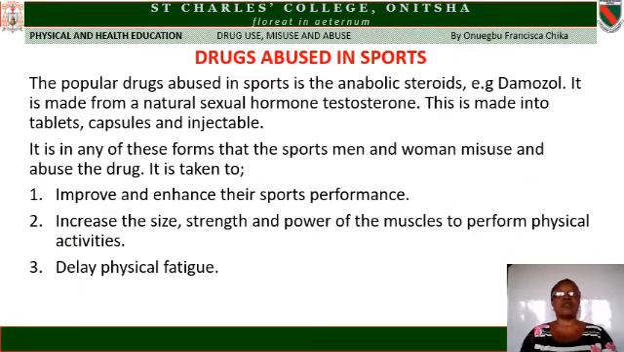Having seen the prevention of drug misuse and abuse, we are now going to see the drugs being abused in sports. The popular drugs abused in sports are anabolic steroids, as an example, danazol. It is made from a natural sexual hormone. This is made into tablets, capsules, and injectables. These sportsmen and women misuse and abuse these drugs for the following reasons. One, they use it to improve and enhance their sports performance, to increase the size, strength, and power of the muscles to perform physical activities, and to delay physical fatigue.